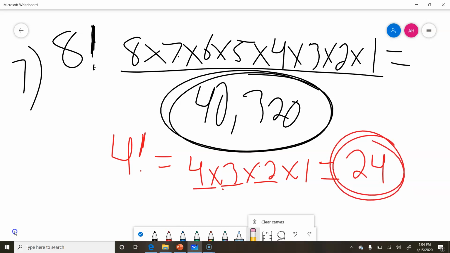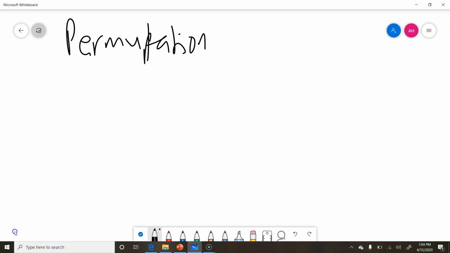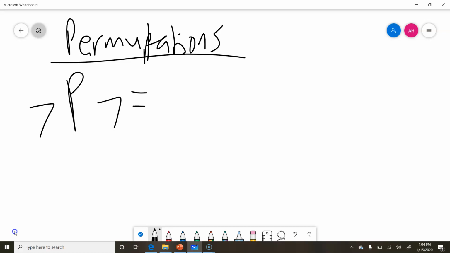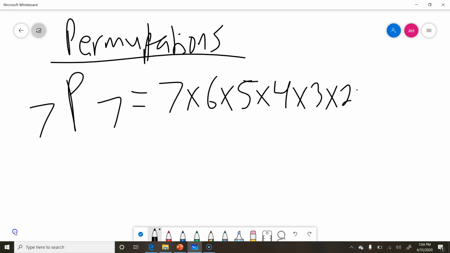Next part of our homework was permutations. If I can spell today, I'm struggling. Permutations. It says 7 children lined up for 7 spots. So 7P7, what that does is we do 7 times 6 times 5 times 4 times 3 times 2 times 1.